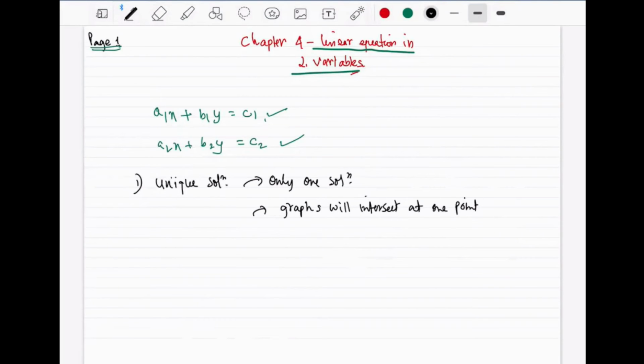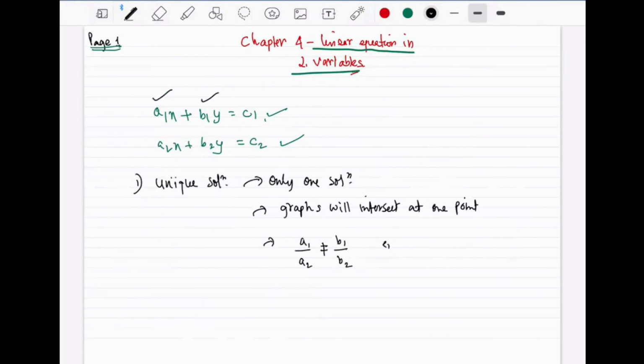And the condition for unique solution can be given based on the coefficients of x and y. What will be the condition? You can draw the graph and check if they have a unique solution or not, if they intersect at one point or not. But an easier way to determine if the two graphs intersect at one point, or whether they are parallel, or whether they coincide with one another, is just by checking the coefficients of the two equations. If it is a unique solution, the condition will be a1 by a2 does not equal b1 by b2.